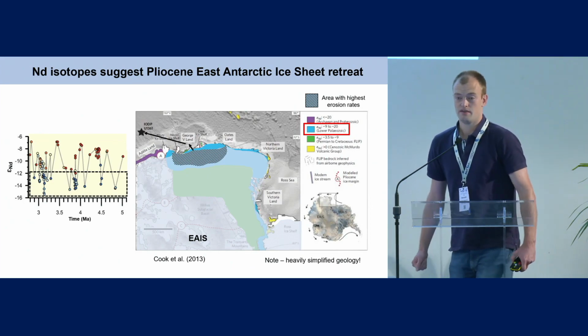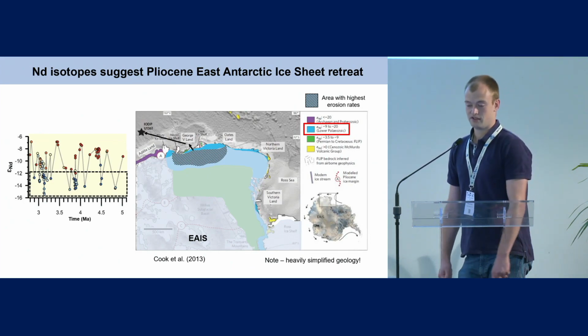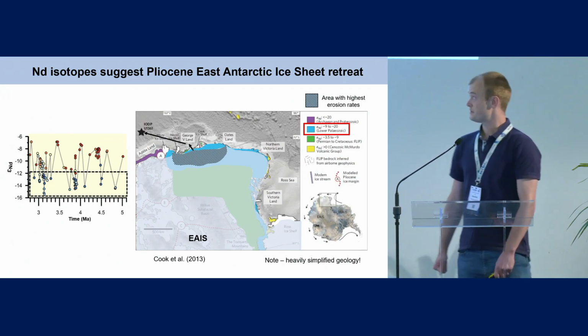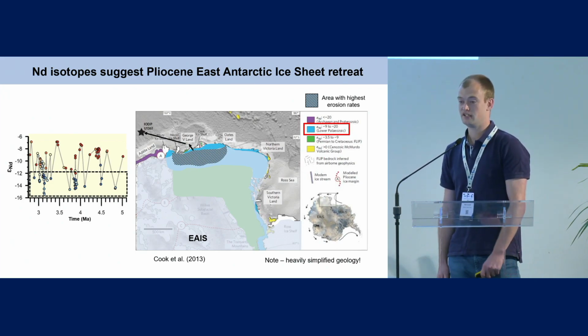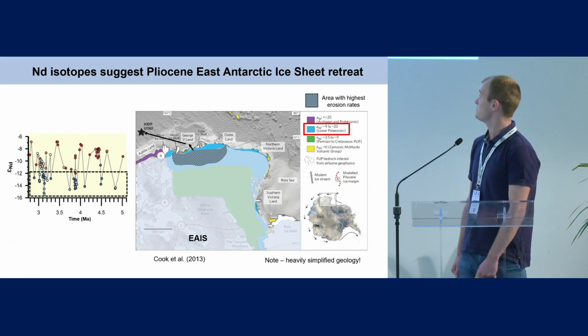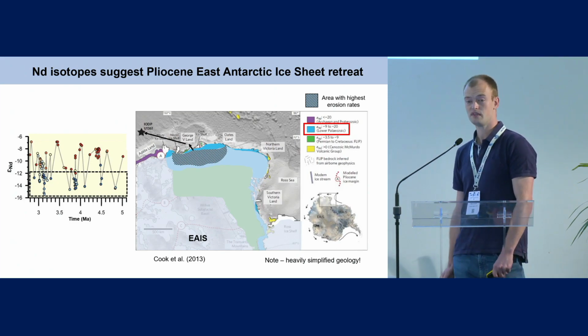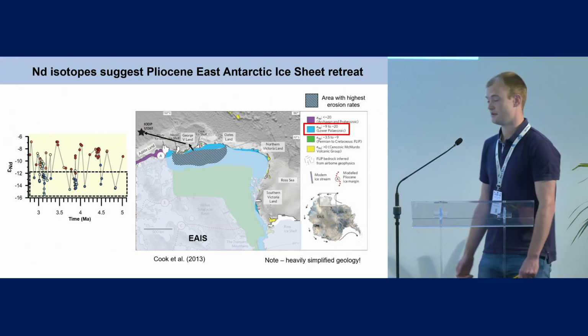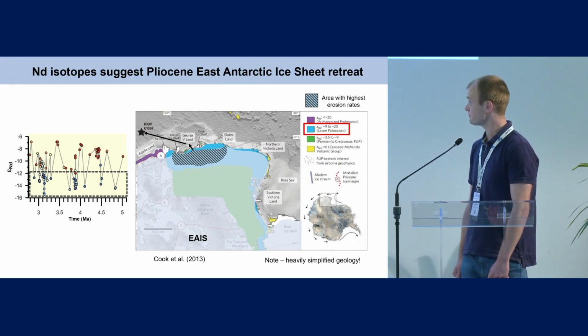So the method of reconstructing sediment provenance that I'm going to mention a lot today is neodymium isotopes. But essentially all you need to worry about for this talk is that different rocks have different values, in this case epsilon neodymium values. And you can look at these in rocks and look at them in sediments and say something about erosion in the past.